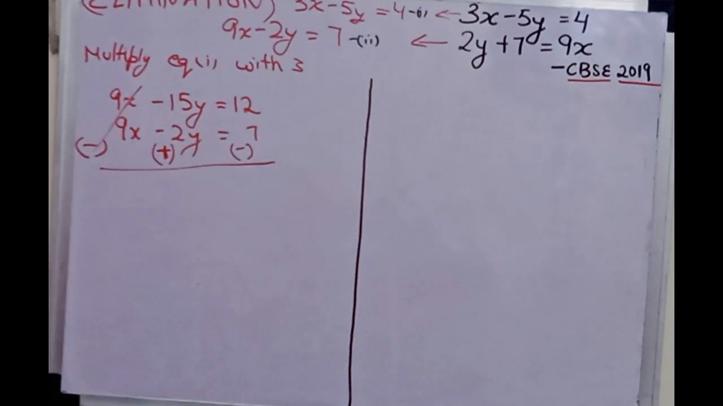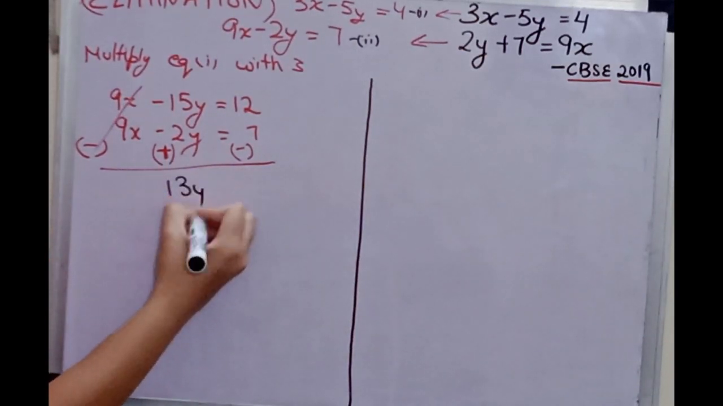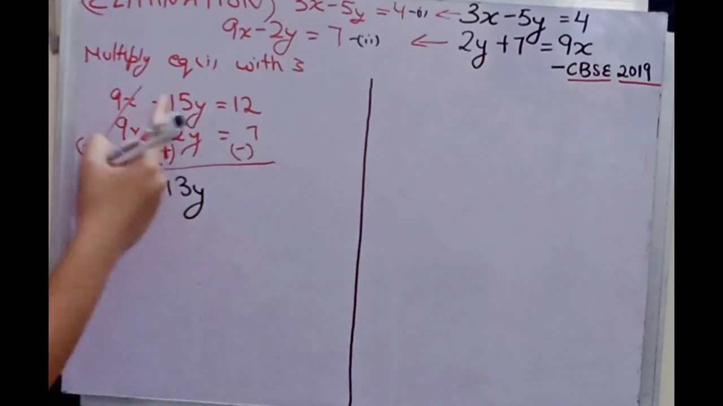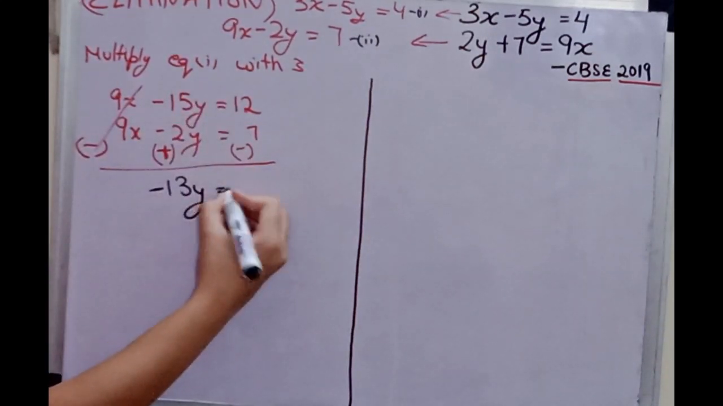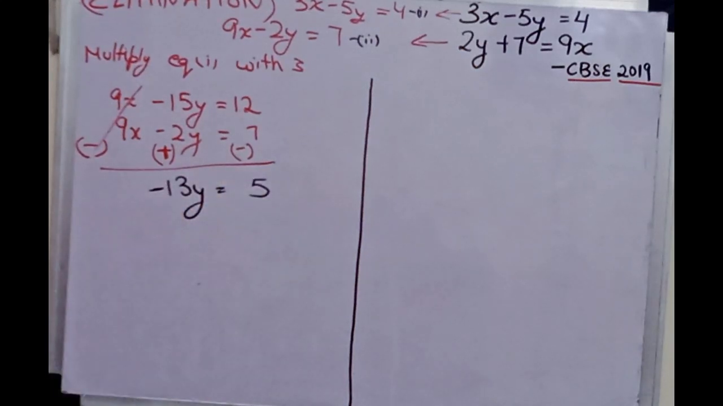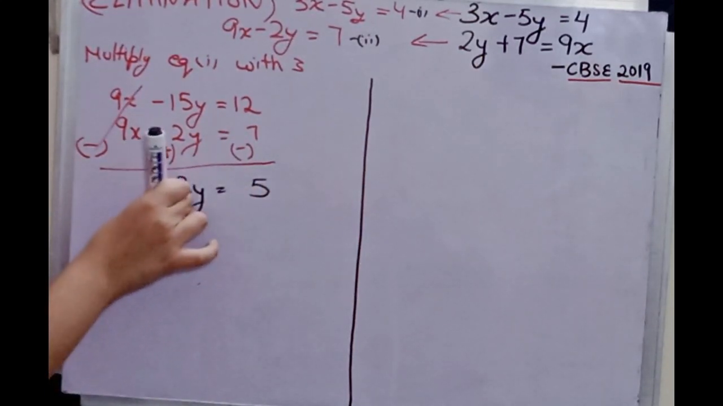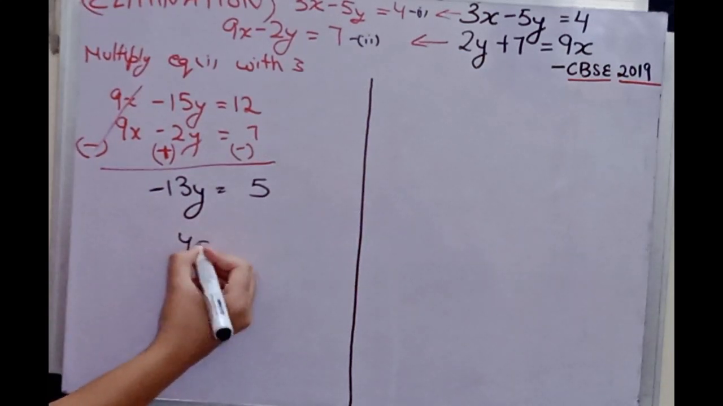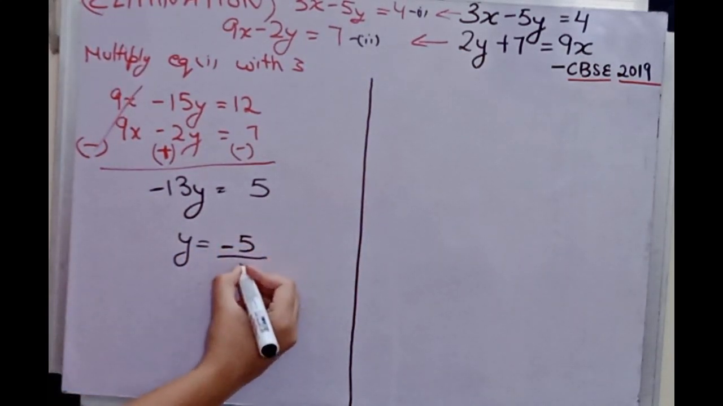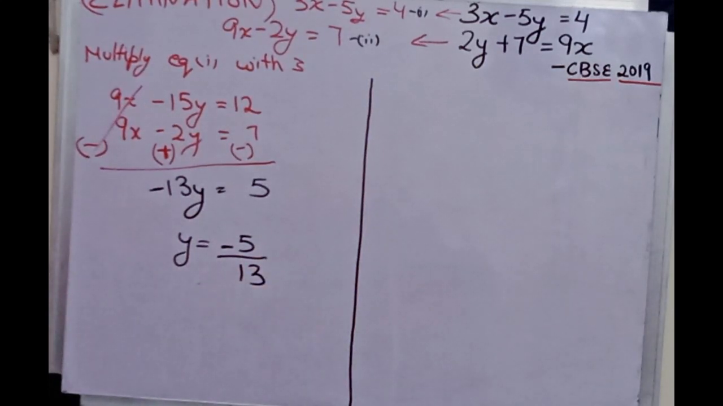9x will cancel with 9x. Plus and minus will give me minus. 15 minus 2 is 13y. The sign will be minus, the sign of the greater number. Here also I'll get 5, but here I'll have a positive 5, because the sign of the greater one is positive. Now I can put this minus 13 on this side, hence it will give me y equals minus 5 by 13. This is how we got the answer for y.